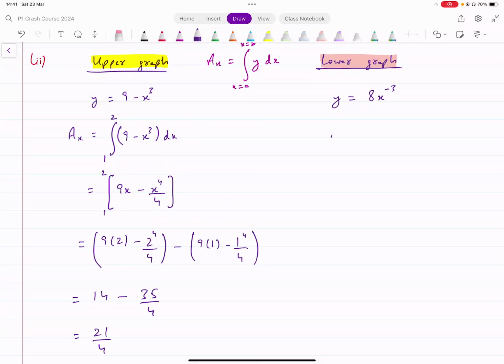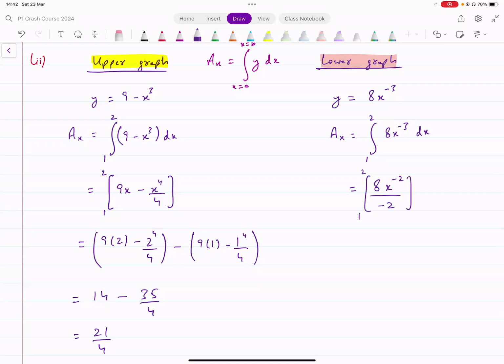Now let's apply the formula on the second graph as well. Integral of 8x raised to the power minus 3 with respect to x. Limits are again from 1 to 2. Let's integrate this function. 8 remains as it is. Add 1 to the power, minus 3 plus 1. It's going to be minus 2. It's not minus 4. Be very careful when you're doing this. Minus 3 plus 1, that's minus 2. Divided by minus 2. And then you input the limits. Limits are from 1 to 2.